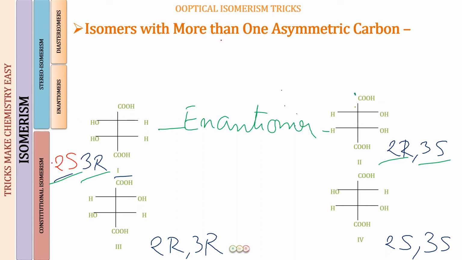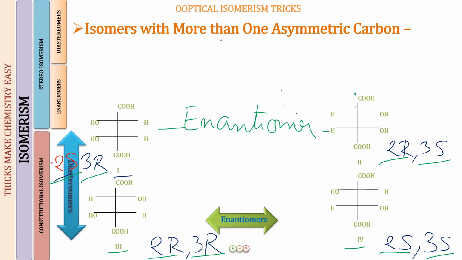What are they actually? The next one, if you look at 3 and 4, this is a 2R, this is a 2S, this is a 3R, this is a 3S. Both the chirality centers have the opposite configuration. So this means that this is going to be a pair of enantiomers. Then we look at structure number 1 and 3. What we find is that they are a pair of diastereomers.